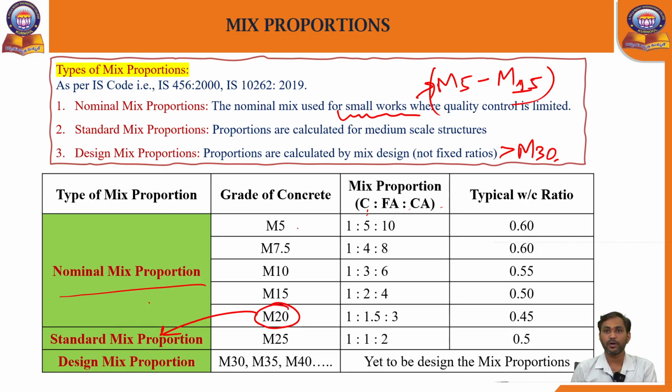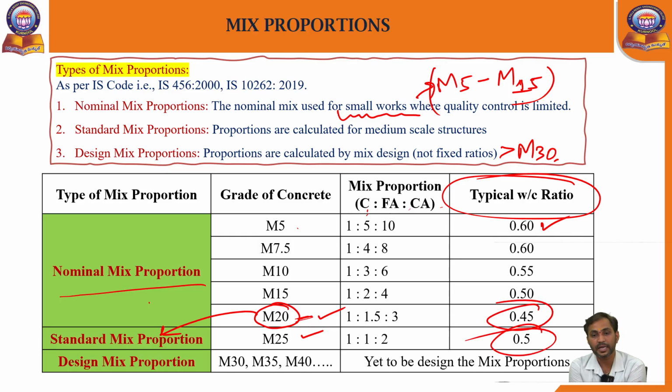Okay, and the main important thing I will tell you is the typical water cement ratio. If you are taking M5 grade, what is the water cement ratio? You have to take 0.6. If you are taking M20 for general construction, for house construction, mostly we select M20 or M25. Then the required water cement ratio is 0.45 or 0.5. Next, for design mix proportions, the water cement ratio is not fixed; it is to be designed as per the mix design process, as per IS 10262, 2019 version.